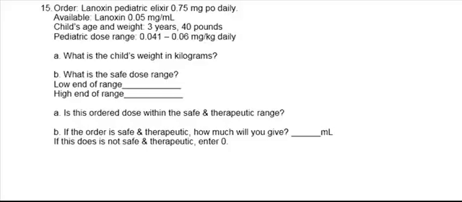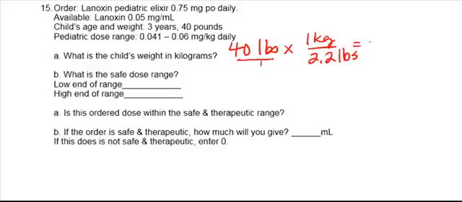Our next problem is a pediatric safe dose problem. The first thing we want to look at is, what is the child's weight in kilograms? To determine that, the child weighs 40 pounds, and we are going to put in our conversion, which is 1 kilo for 2.2 pounds, and that's going to give us 18.18 kilos for the child.